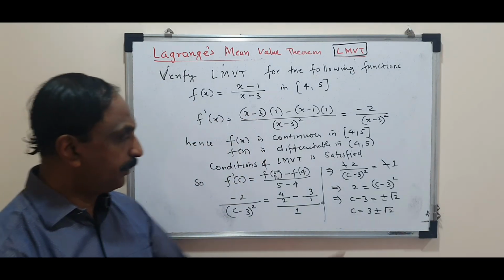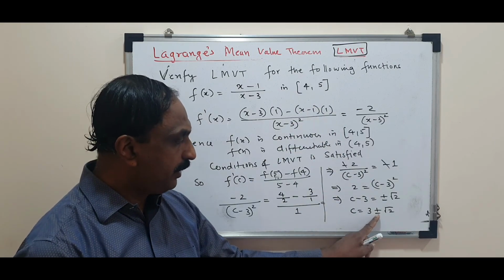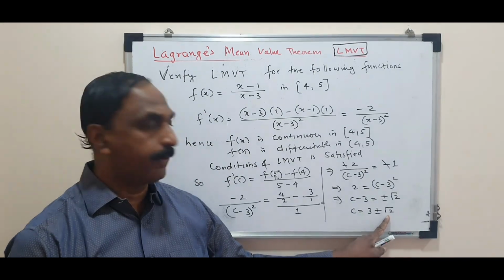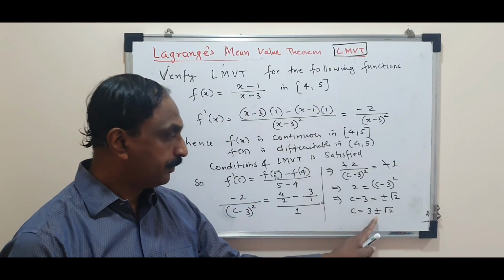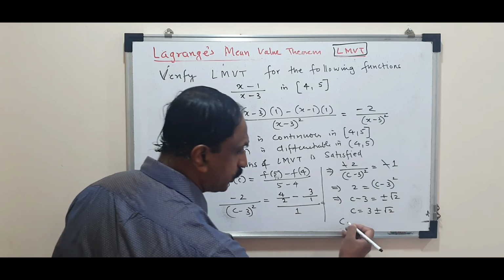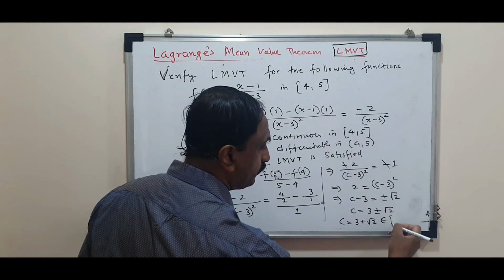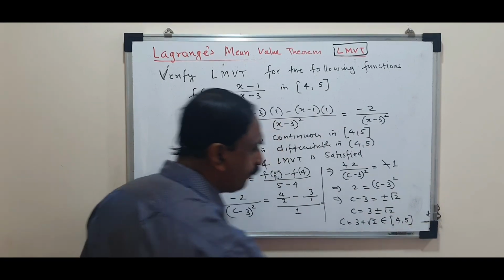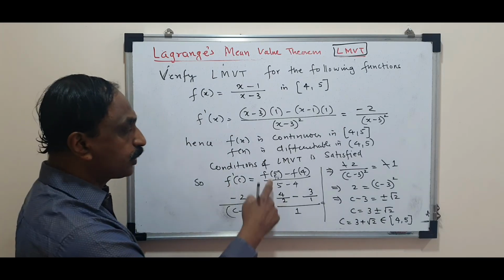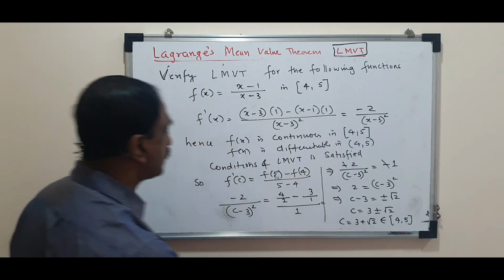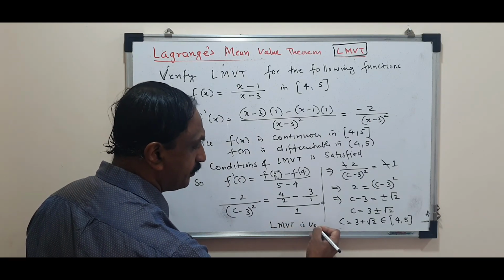Now we need to have the point c to be between 4 and 5. So naturally, 3 minus root 2 is out, since root 2 is 1.4, and if you subtract it, it will go outside of 4 comma 5. So naturally, c equal to 3 plus root 2 belongs to 4 comma 5. So I am able to find 3 plus root 2 where the derivative is becoming equal to f of b minus f of a. Hence I can say the LMVT is verified.